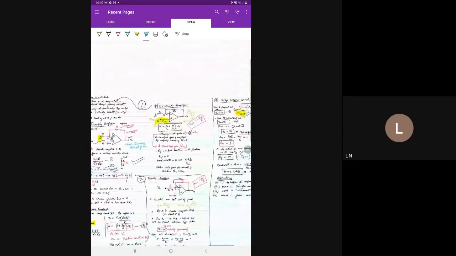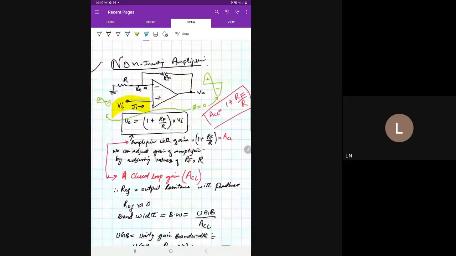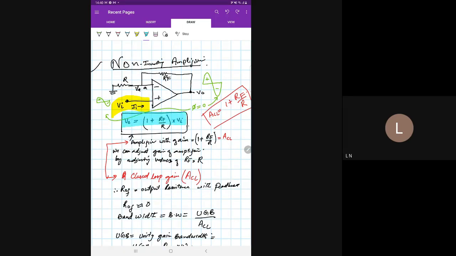So I have taken the same circuit here, the non-inverting amplifier, and redrawn it. I can now say the mathematical expression for the output of this amplifier is V output equals 1 plus Rf by R into V input. And here 1 plus Rf by R is nothing but the gain.